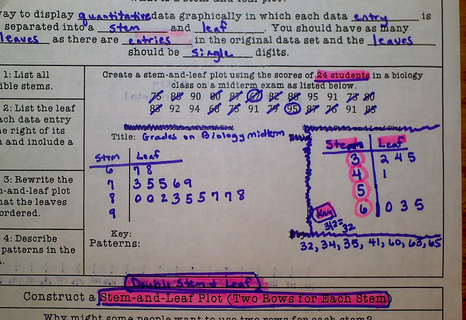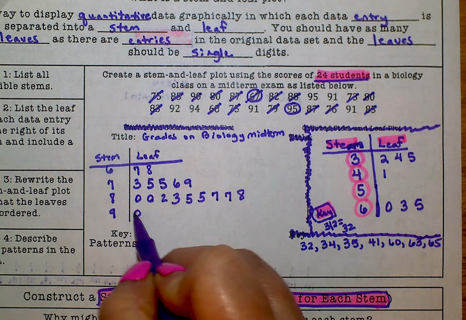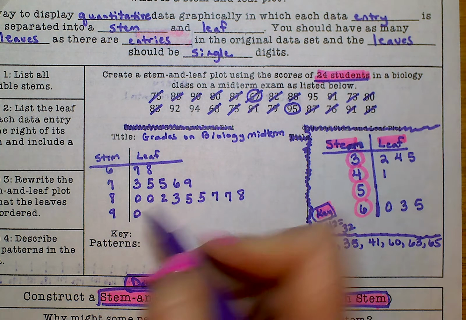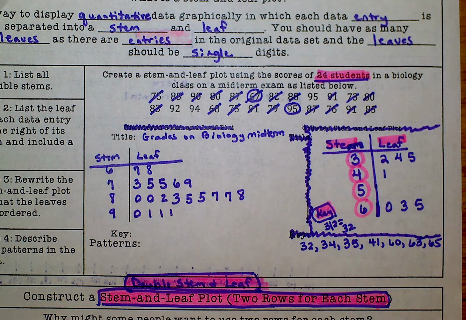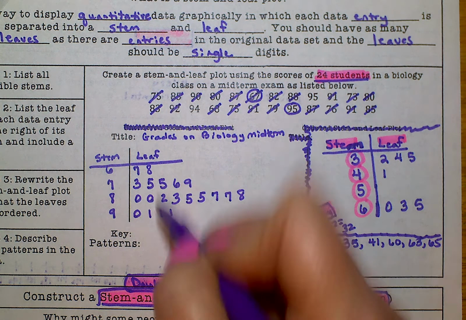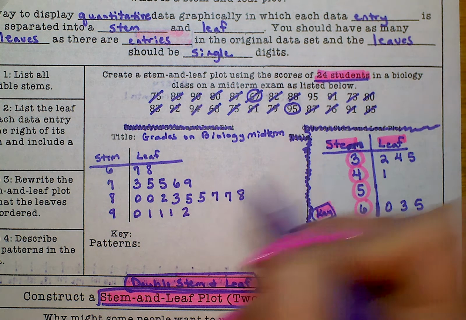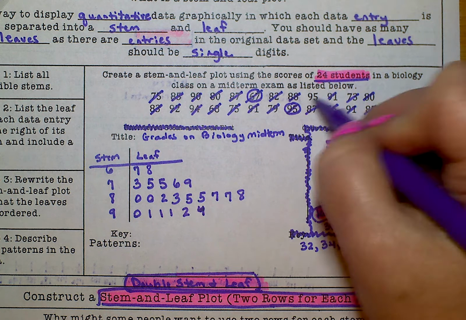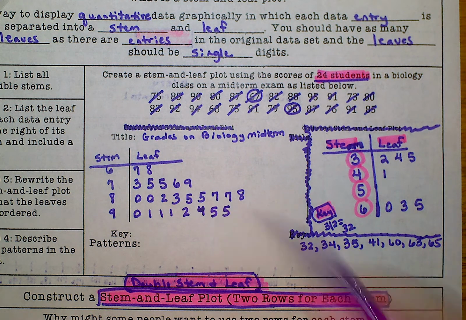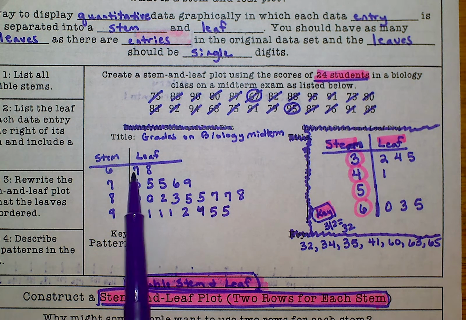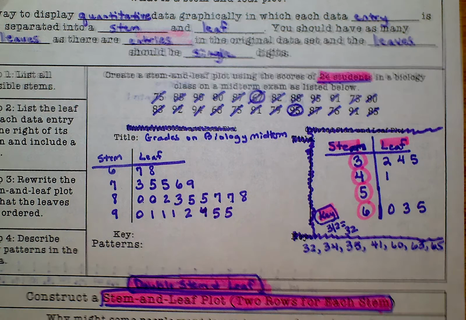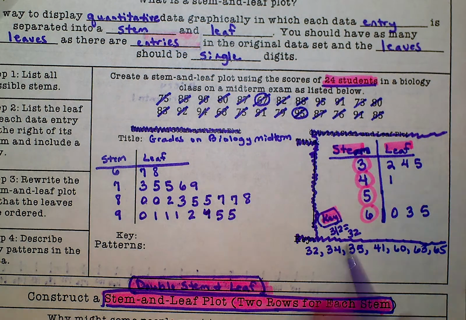Okay. Then we've got a 90. Here's our A's. Okay, more 90s. 91, 91, 91. 3 91s. 92. 94. And it looks like 2 95s. Now I would count these to make sure I had 24. So I got 24. And then I need to put a key.